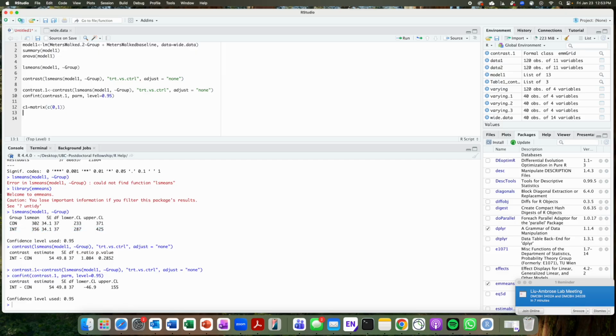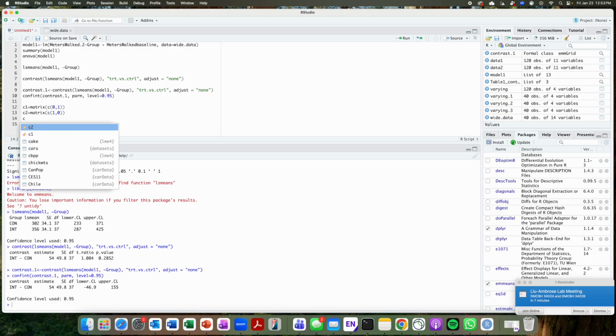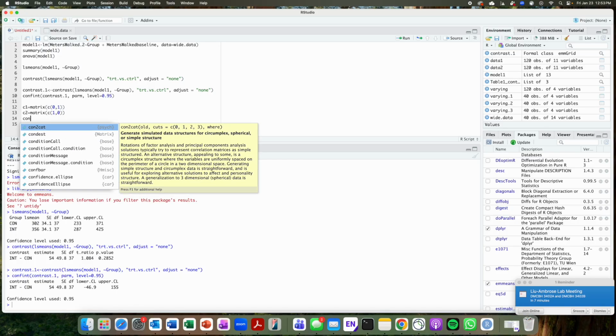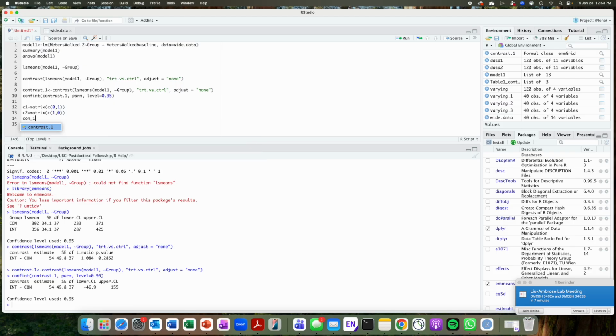group. Now, let's do the same thing for our control group. So now it's just going to be the opposite. Two groups, so now 1, 0, because now I want to call this line. So now I have C1 and C2. And now let's say that I want to look at the contrast of C1 versus C2. So I'm just going to call this con1, and this is going to be C1 minus C2.